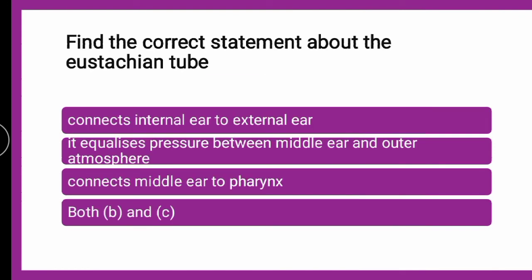Next question is, find the correct statement about the eustachian tube. Whether the eustachian tube connects the internal ear to the external ear, whether it equalizes the pressure between the middle ear and the outer atmosphere, whether it connects the middle ear to the pharynx, or both B and C.